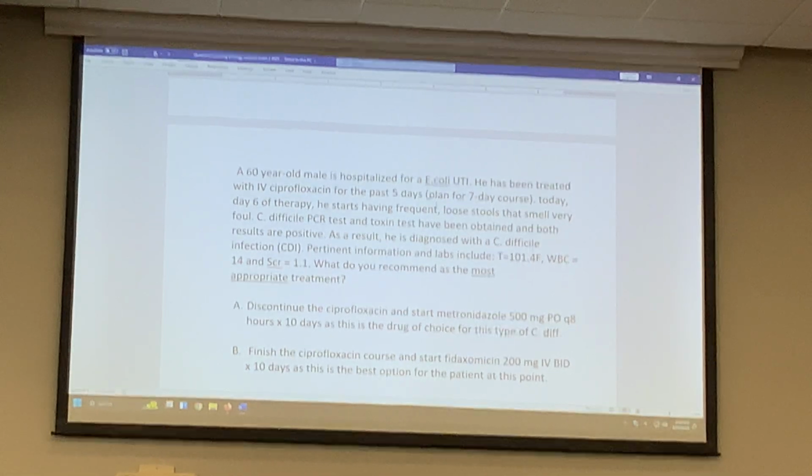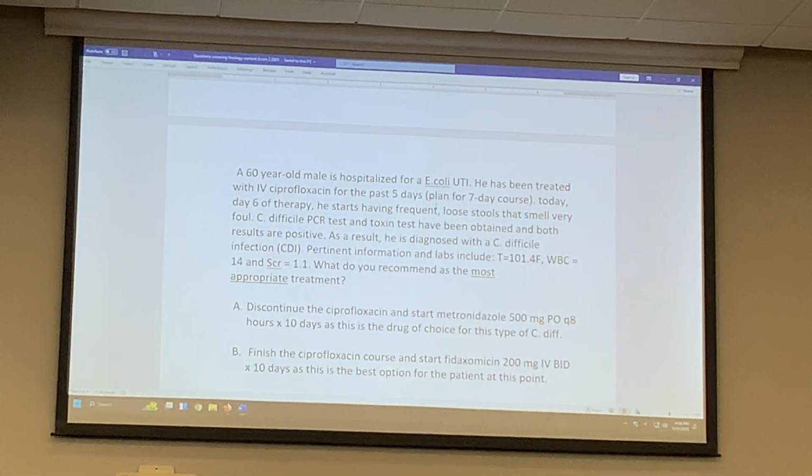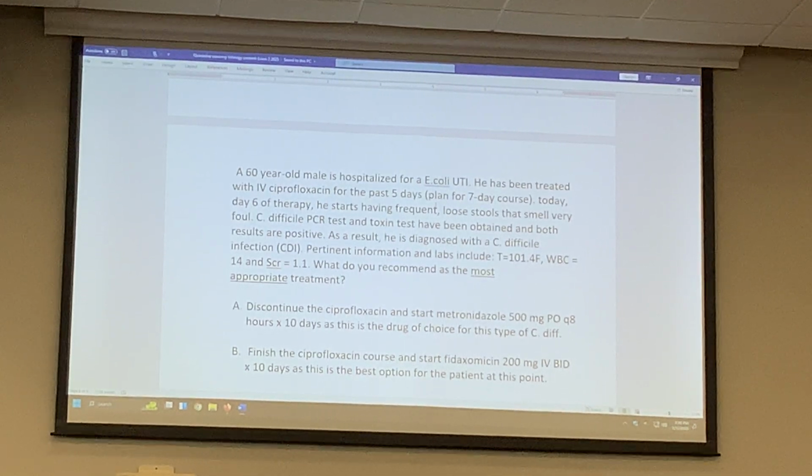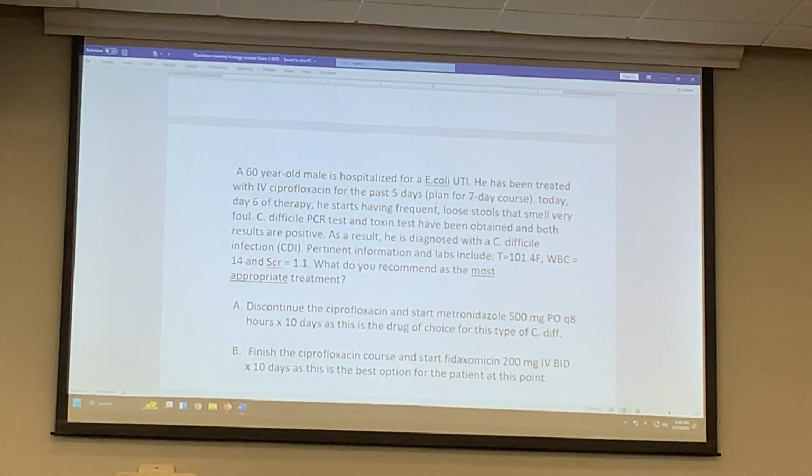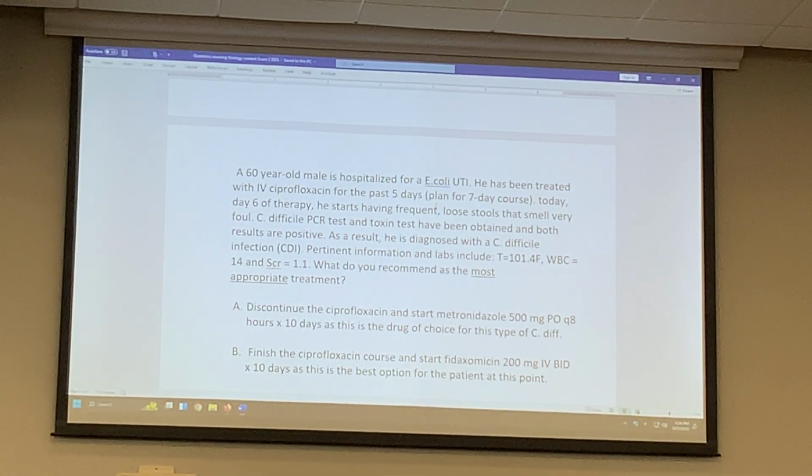And there's nothing wrong to start the C. diff treatment at the time you still have the antibiotic. Of course, ideally you would discontinue the antibiotic, but there are times when we cannot do it. And that's one of them, right? You want to finish the course to treat the UTI and then start at the same time the C. diff treatment.